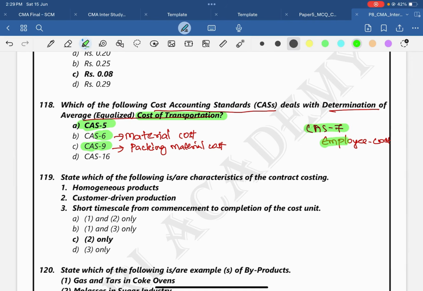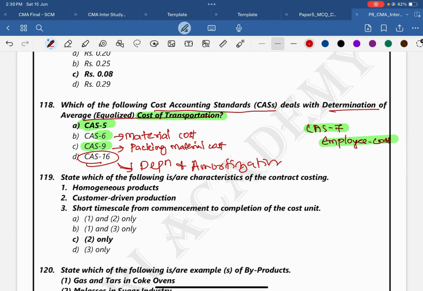Then CAS 7, if I want to add, that is your employee cost. Then what is CAS 16? Cost accounting standard 16 we have already done. Just remember it. CAS 16 is nothing but your favorite, depreciation and amortization. 9 is packing material cost. 6 is material cost. 5 is average equalized cost of transportation. CAS 7 is employee cost.